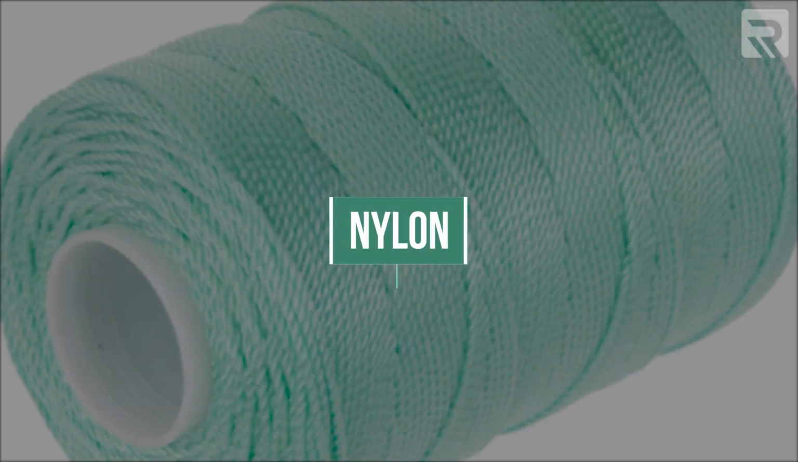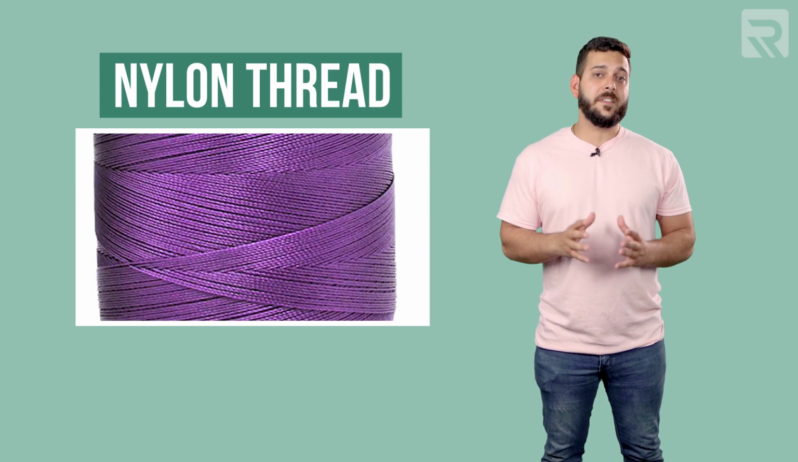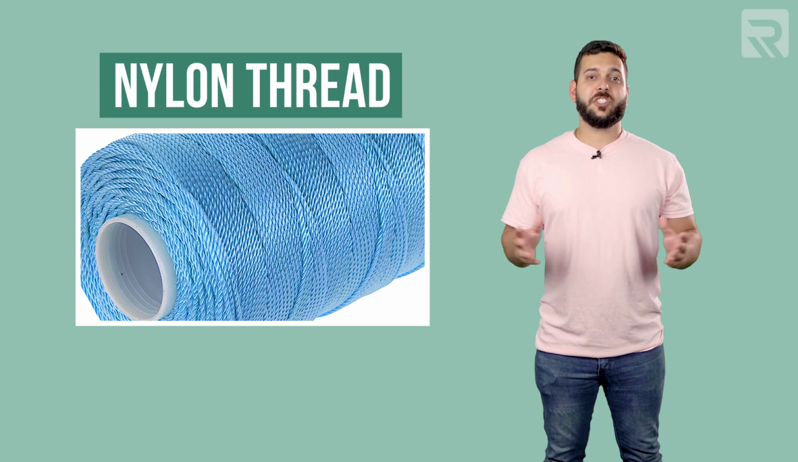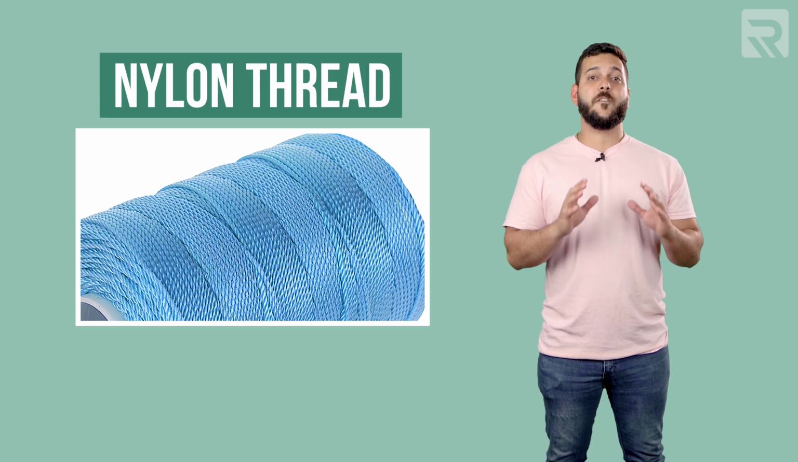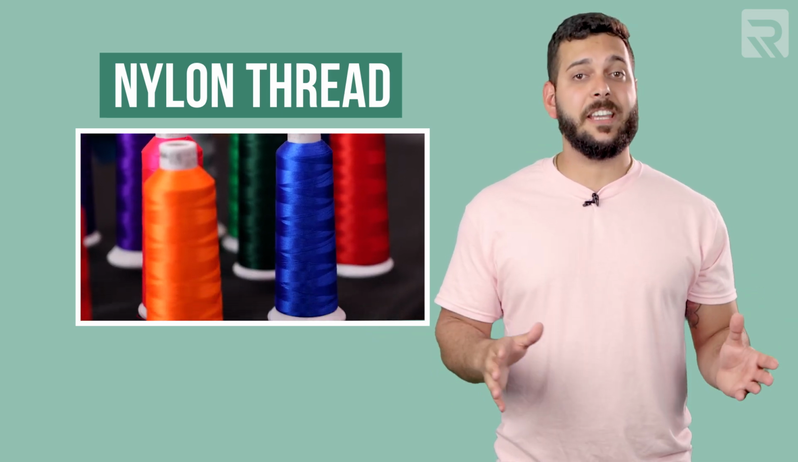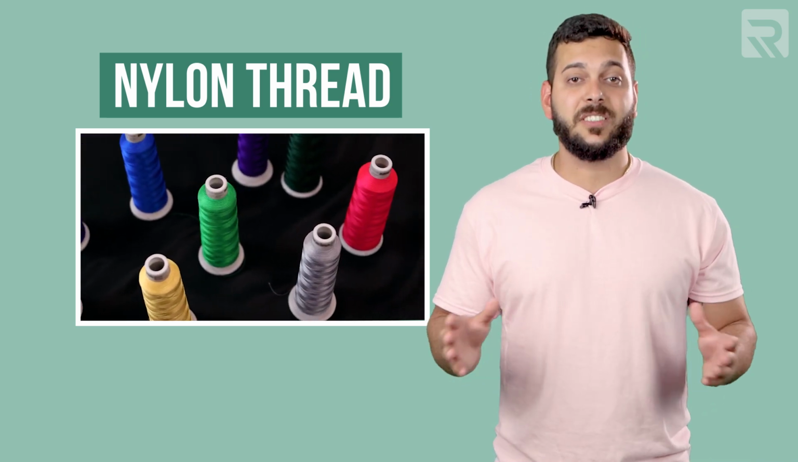Now let's jump into nylon threads. Nylon thread is a synthetic thread that comes in different types such as bonded and not bonded or soft. For machine embroidery, soft nylon is not recommended since it will tear very easily. Usually, machine embroiderers will simply use polyester thread since it's similar to bonded nylon and produces consistent results.